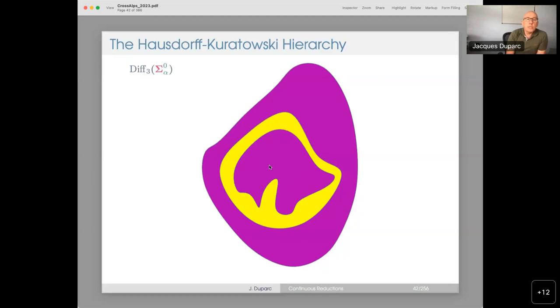If you want three, you continue like this. You get the third one, which is included in the second one, and now you still get everything which is purple, right? You want a difference of four, you get four. You want a difference of five, you get five, like this. And you keep on going like that into the transfinite. You can imagine how it's done. So this is how you get the differences of transfinite Sigma 0 alpha sets, for instance.